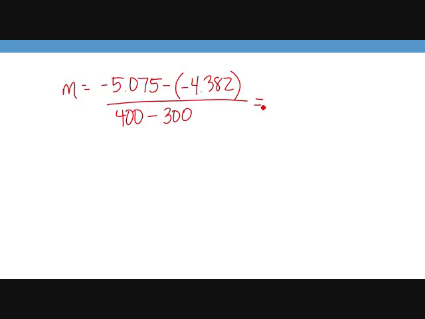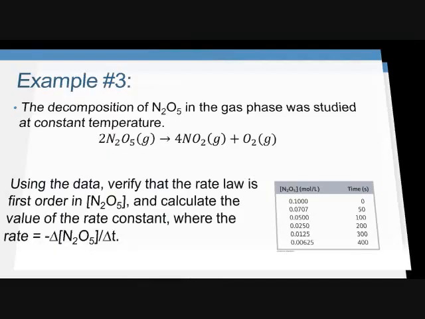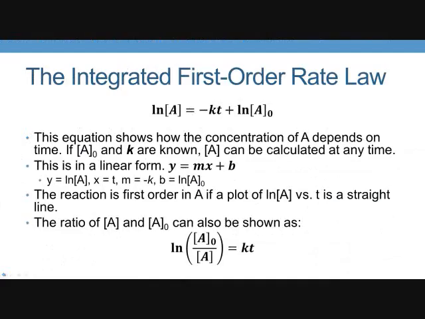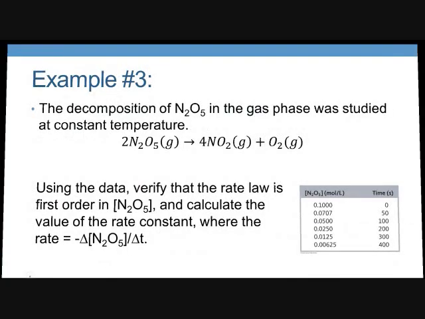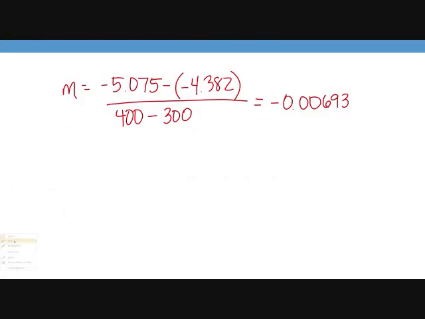and that will be negative 0.00693. Okay, so we found the slope, but if we look back at how the slope relates to k, the slope is equal to the opposite of k. Okay, so going back forward to where our slope value is, we just have to change the sign on our slope to get the k value.